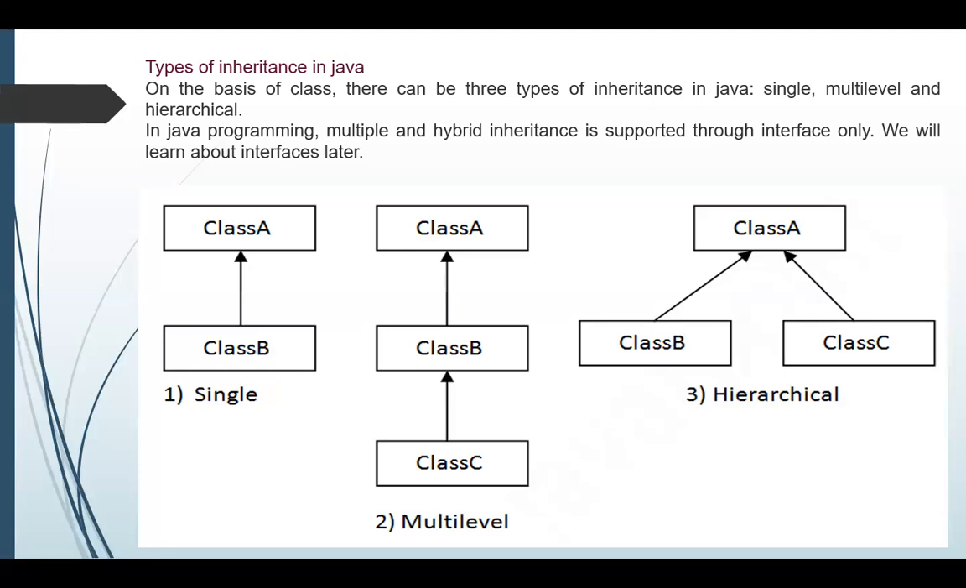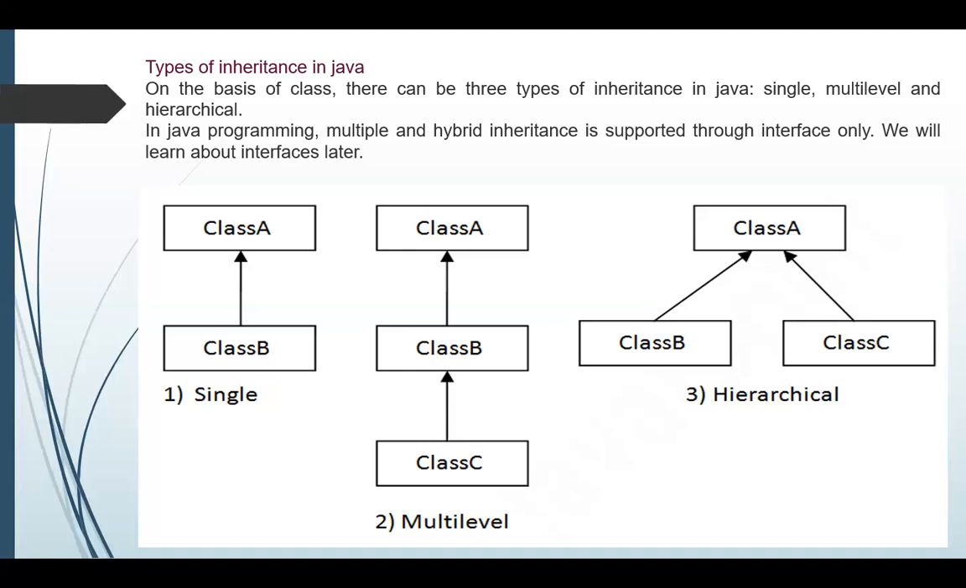We have two other inheritances as well, multiple and hybrid, but we don't use them in Java with classes. We use them only when we use the interface keyword. Once we reach the interface keyword, we will learn that. But as of now, we have three types of inheritance. And why these two others are not possible in Java, we will see in an example as well.